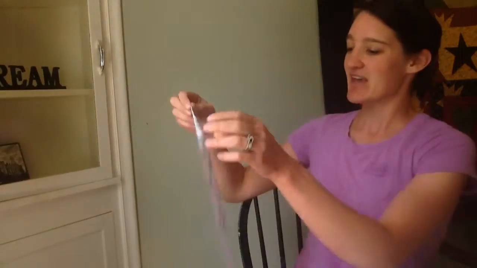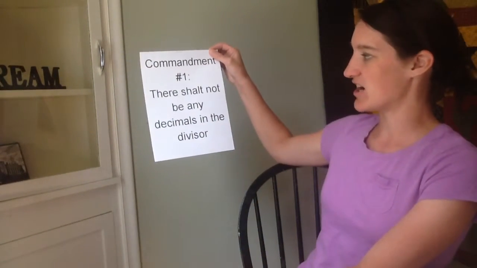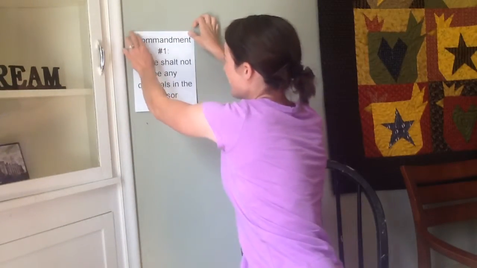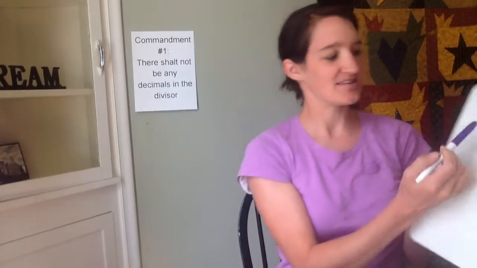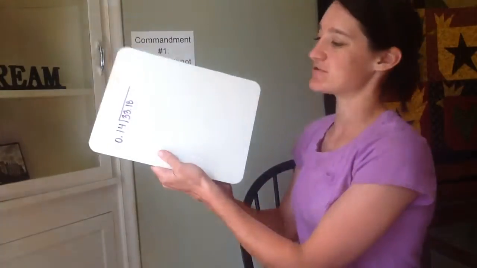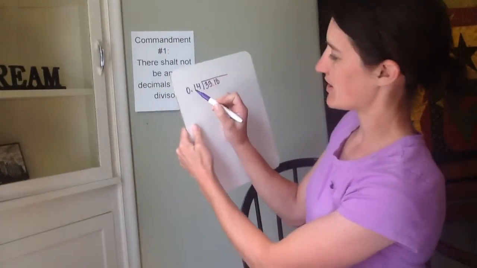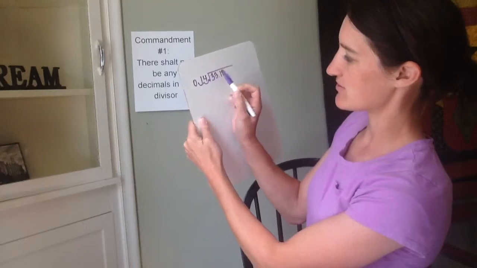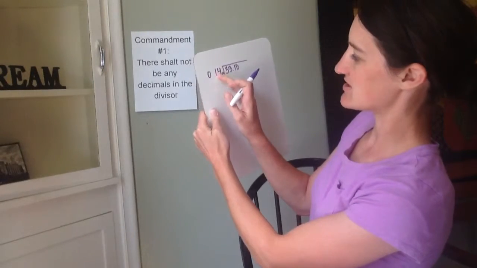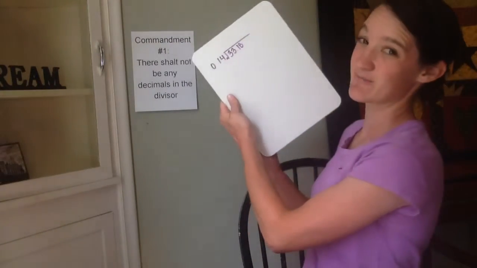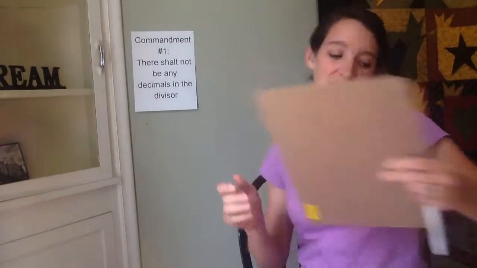And the very first commandment I'm going to teach you when dividing decimals by decimals is the commandment, there shall not be any decimals in the divisor. What that means then is this little friend right here, that decimal can't be there. So what you have to do is you have to move it. So I'm going to move it 2 place values to the right. So now it is gone, and now we just have 14 there in the divisor. Now, easy peasy, you've met the first commandment.